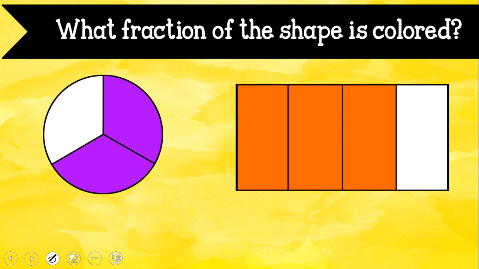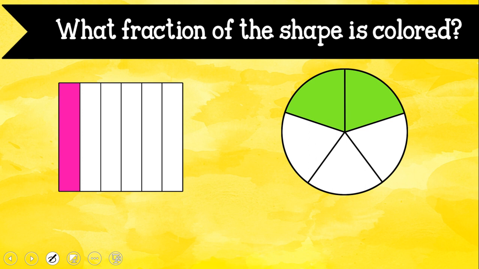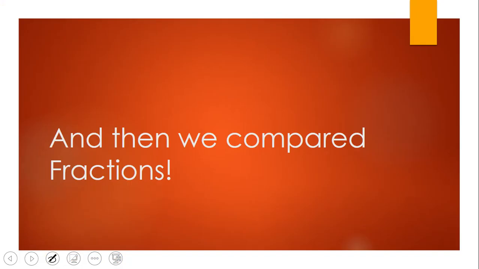All right, let's try another one. So here, what fraction of the shape is colored? So we have 1, 2, 3. So 3 is our number on the bottom, that's our denominator. And then 1, 2 is our number at the top. And over here, 1, 2, 3, 4. 4 is our number on the bottom, and 3 is colored, so it goes as the number at the top, right? And a couple more just for more practice. 1, 2, 3, 4, 5, 6. So 6 is our number on the bottom. 1 is colored, that one was easy. 1, 2, 3, 4, 5. 5 on the bottom and 2 on the top.